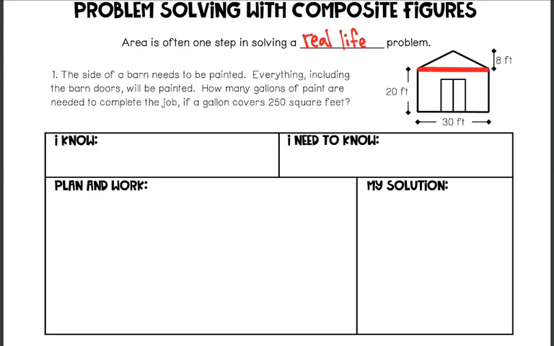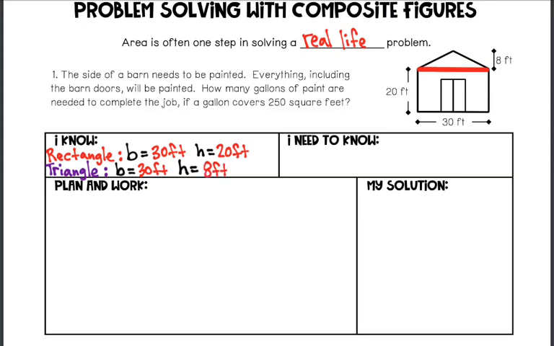So from this information, I know that there are some dimensions there. We have a base of 30 for this rectangle and a height of 20 for the rectangle. So I would include that in what I know. I know the rectangle has a base of 30 and a height of 20. So that's 30 feet by 20 feet. Next, the triangle also has a base of 30 because it's the same as the bottom, but it has a height of 8. So I go ahead and include that height of 8.